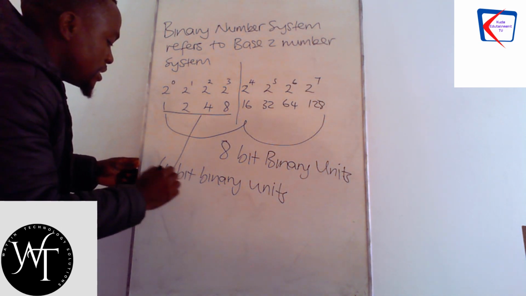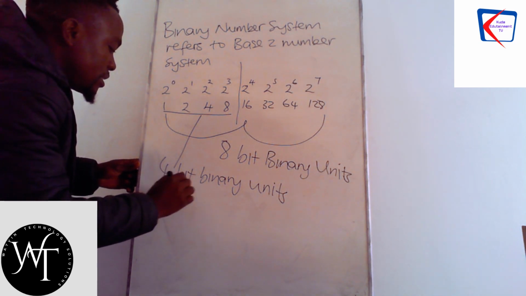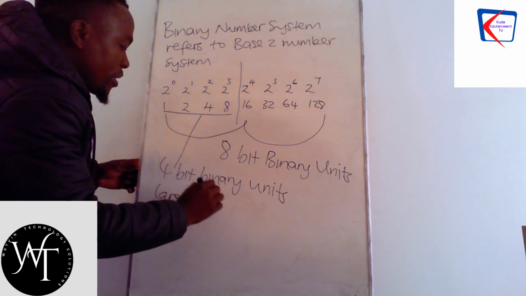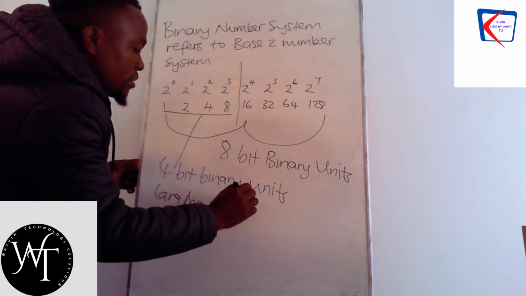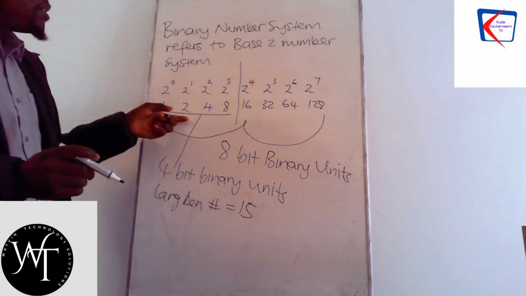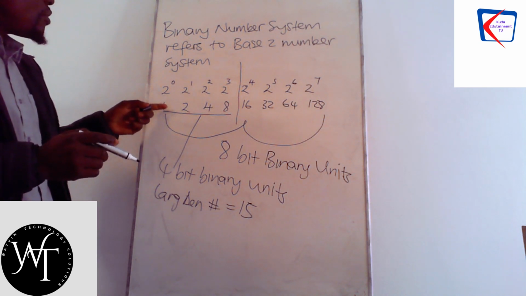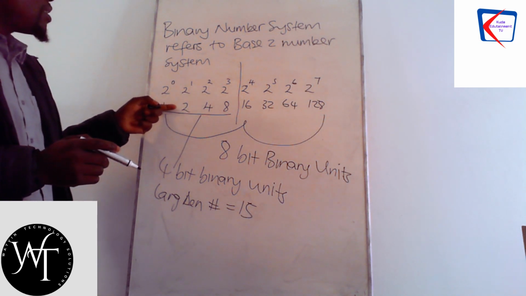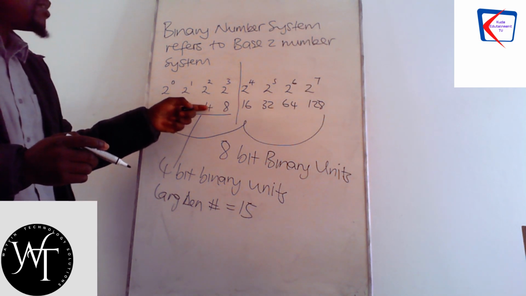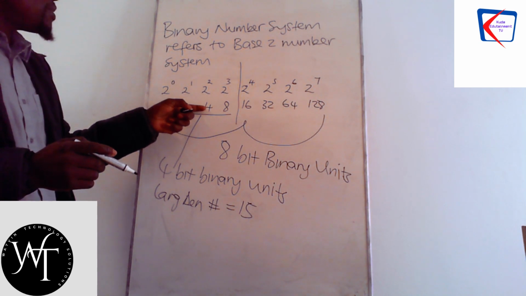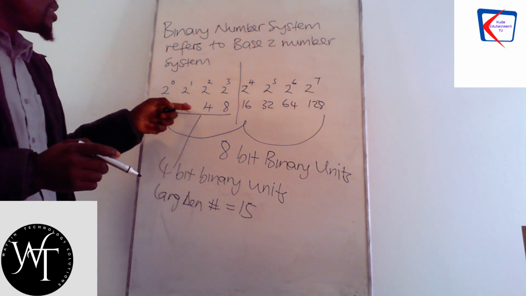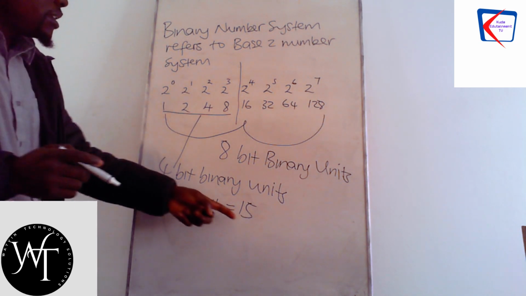So the largest denary number would be equal to 15. How do we get 15? We are simply adding 1 plus 2 plus 4 plus 8. 1 plus 2 is 3, 3 plus 4 is 7, sorry. 1 plus 2, 3 plus 4, 7, 7 plus 8 is 15.